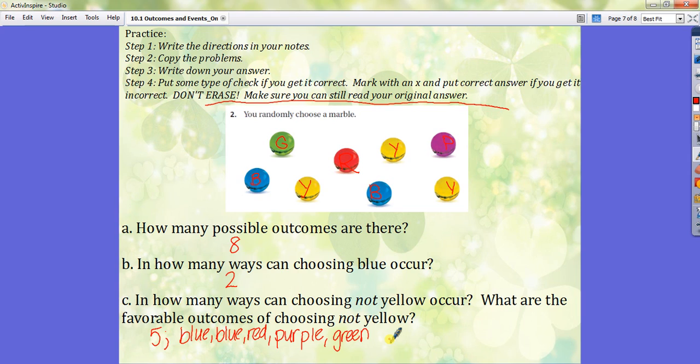And just when you're doing your practice, really be cautious. Are they asking you for how many or to list the outcomes? Really pay attention to that language, because the language does impact the answer that you give. And that's our intro to probability.